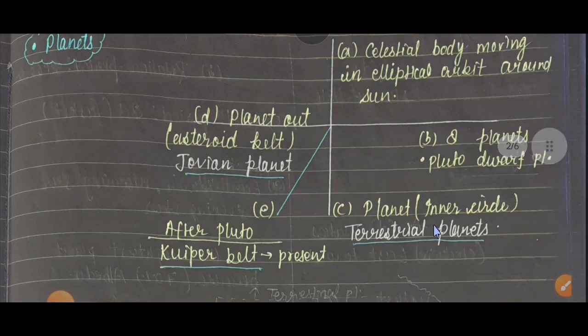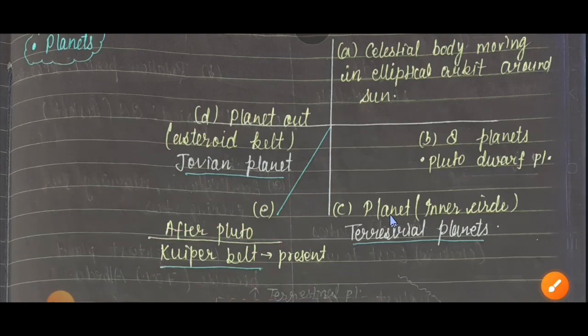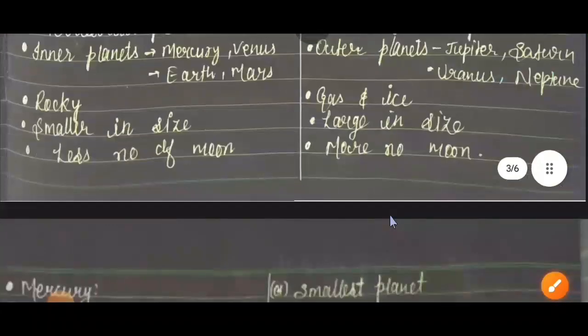So let's come back again to our points. Here the C point is that the planets of the inner circle are called terrestrial planets, means the planets inside the asteroid belt, before the asteroid belt. And the D point is that the planets outside the asteroid belt are called Jovian planets. And after Pluto a boundary starts, that boundary is called the Kuiper belt. I hope you got this. So let's move further.